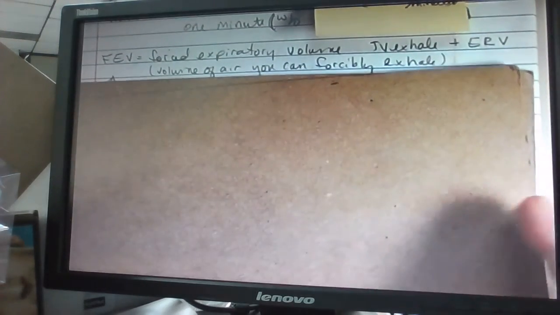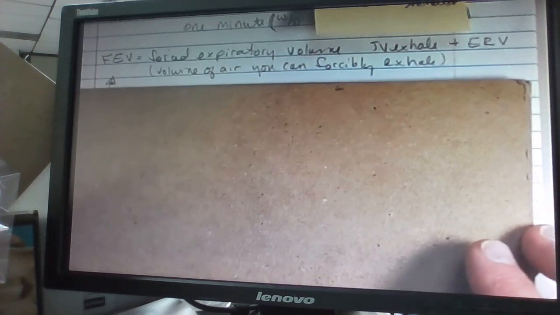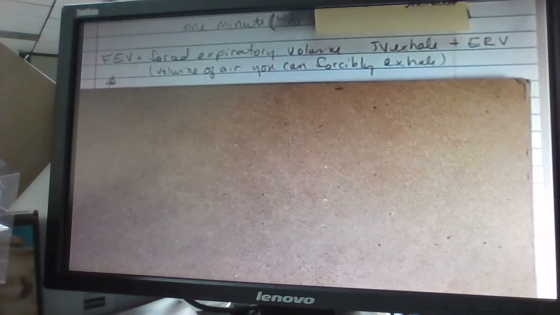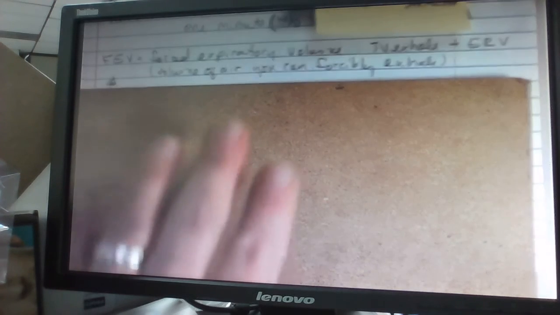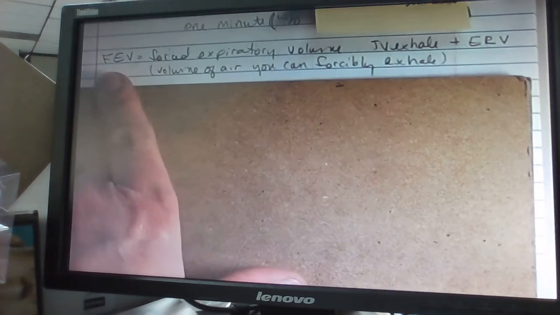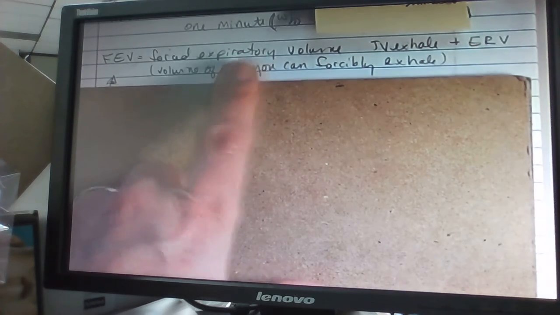All right, so this stuff I do want to make sure that you have. So FEV is something that you may have heard on the patient visits, and this is giving you an idea of how much you can inhale and forcibly exhale. So FEV is forced expiratory volume.